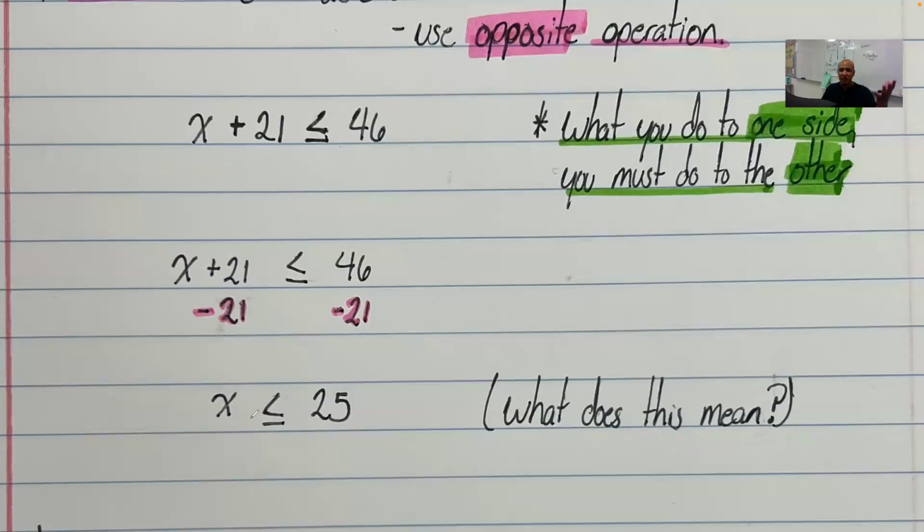For example, let's pick a number that is less than 25. Let's pick the number 2. Let's see if 2 plus 21 is less than or equal to 46. Well, 2 plus 21 is equal to 23. Ladies and gentlemen, is 23 less than 46? Yes. Less than or equal to 46? Yes, it is definitely not equal to, but it is less than. So that works. Even if I use the highest possible number, 25, then 25 plus 21 would give me 46. Is 46 less than or equal to 46? Yes. So again, any number that is less than or equal to 25 will work.